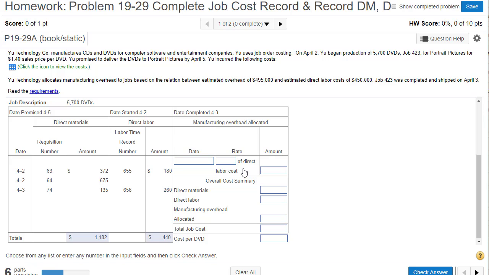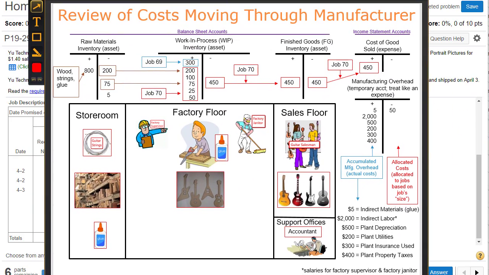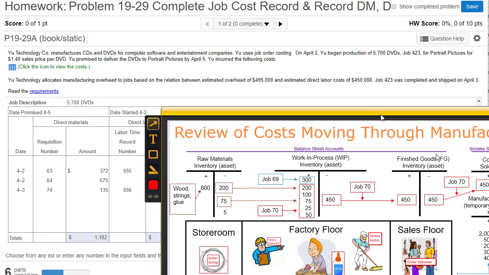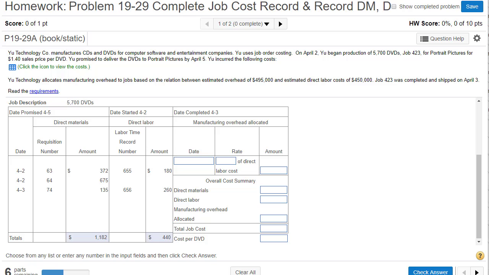Now comes a more complicated part. We're going to allocate manufacturing overhead. So just to give you a reminder from the slides, remember when we allocated $50 of overhead to job 70, we're doing the same thing. So the date that we're allocating overhead is whenever the job is finished. So the job was finished on 4/3, so April 3rd is the date that we allocate overhead.